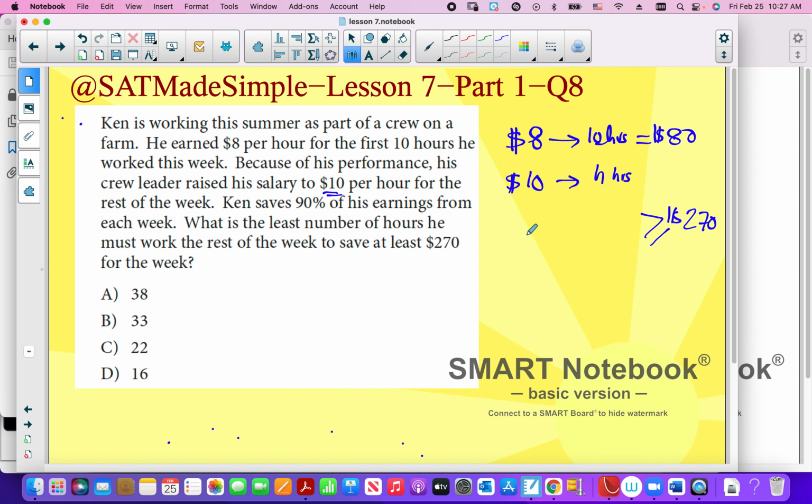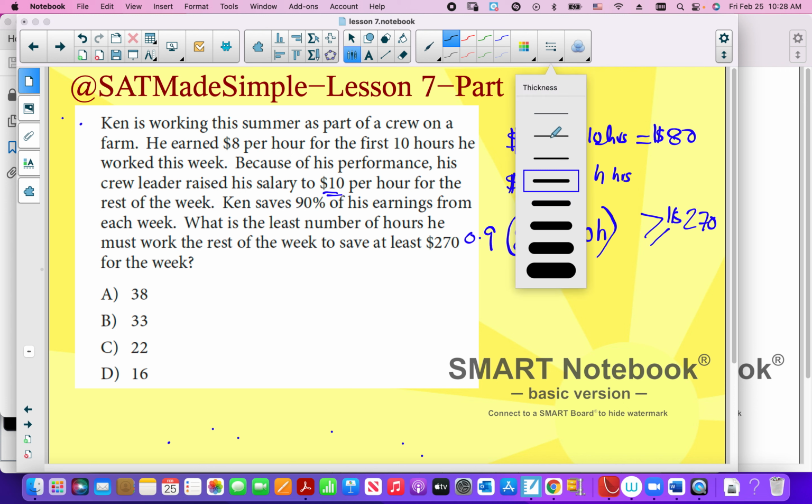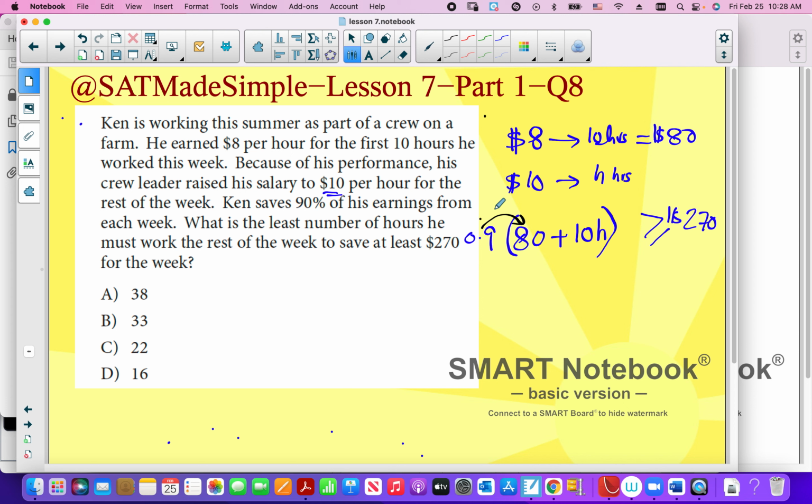So his income, we already know that he made $80, plus each additional hour after the first 10 hours he's being paid $10, so that's 10 each. That is the total income, but he only saves 90% of that. 90% is 0.9. So we need to solve this inequality to find the number of hours that he must work in order to save at least $270. Introduce the 0.9 to the bracket, FOIL it.